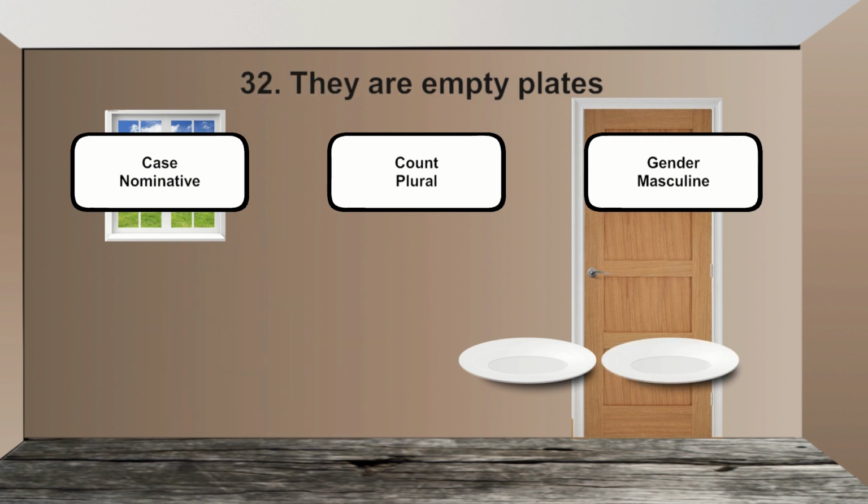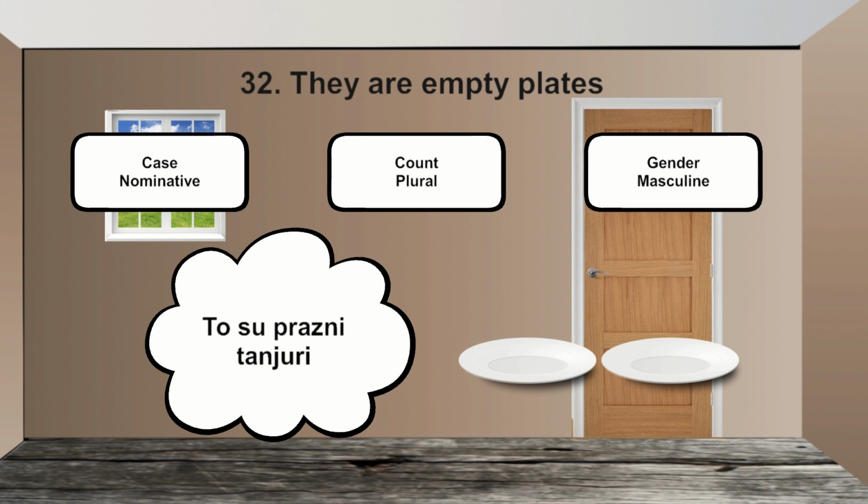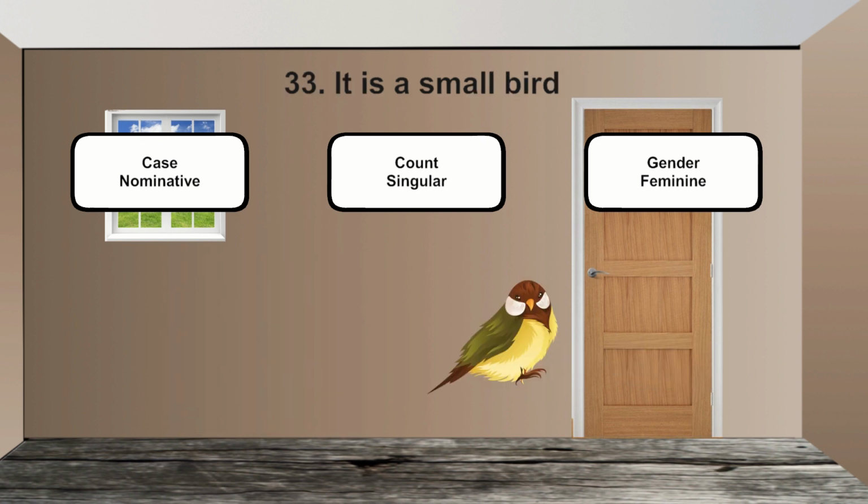Question 32. Pitanje 32. They are empty plates. Masculine, plural. To su prazni tanjuri. To su prazni tanjuri.